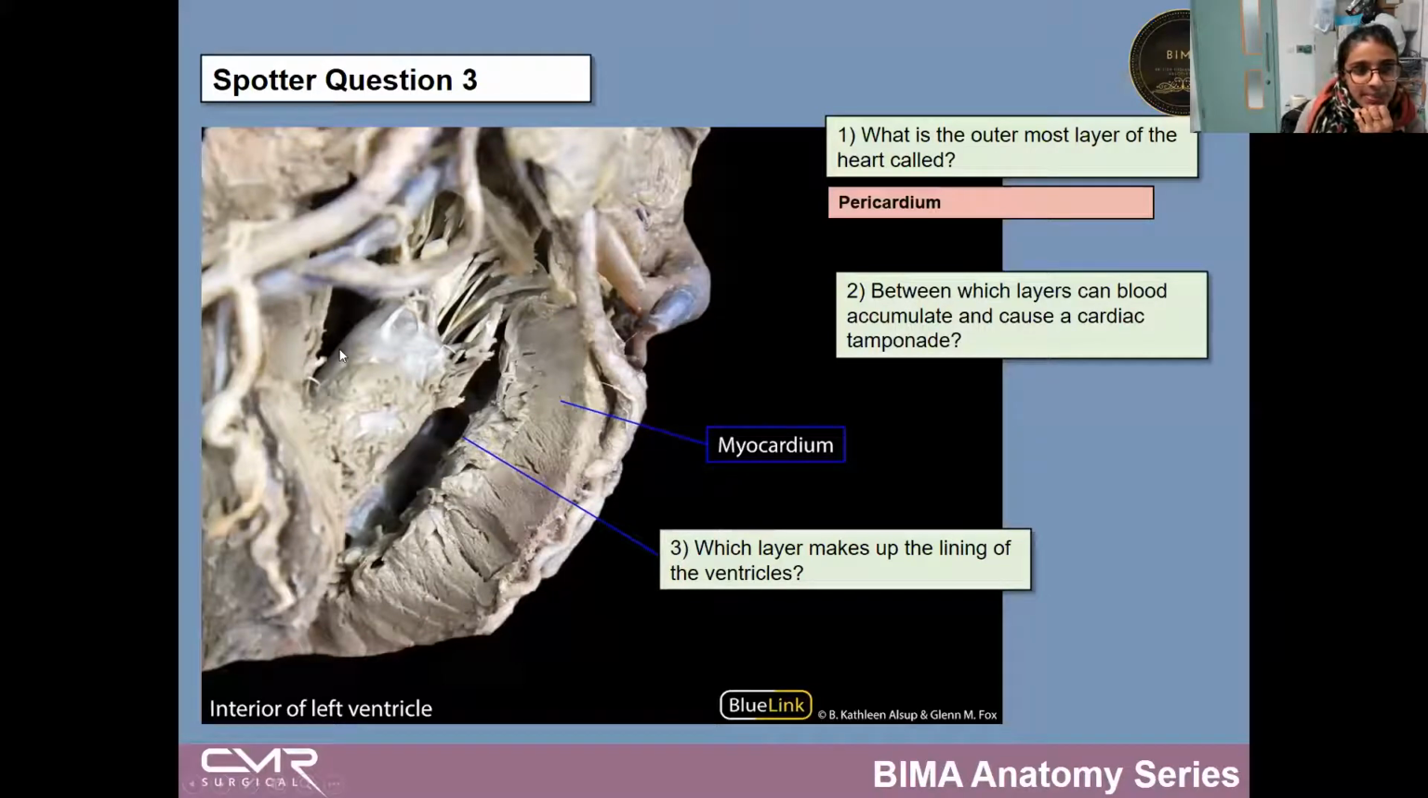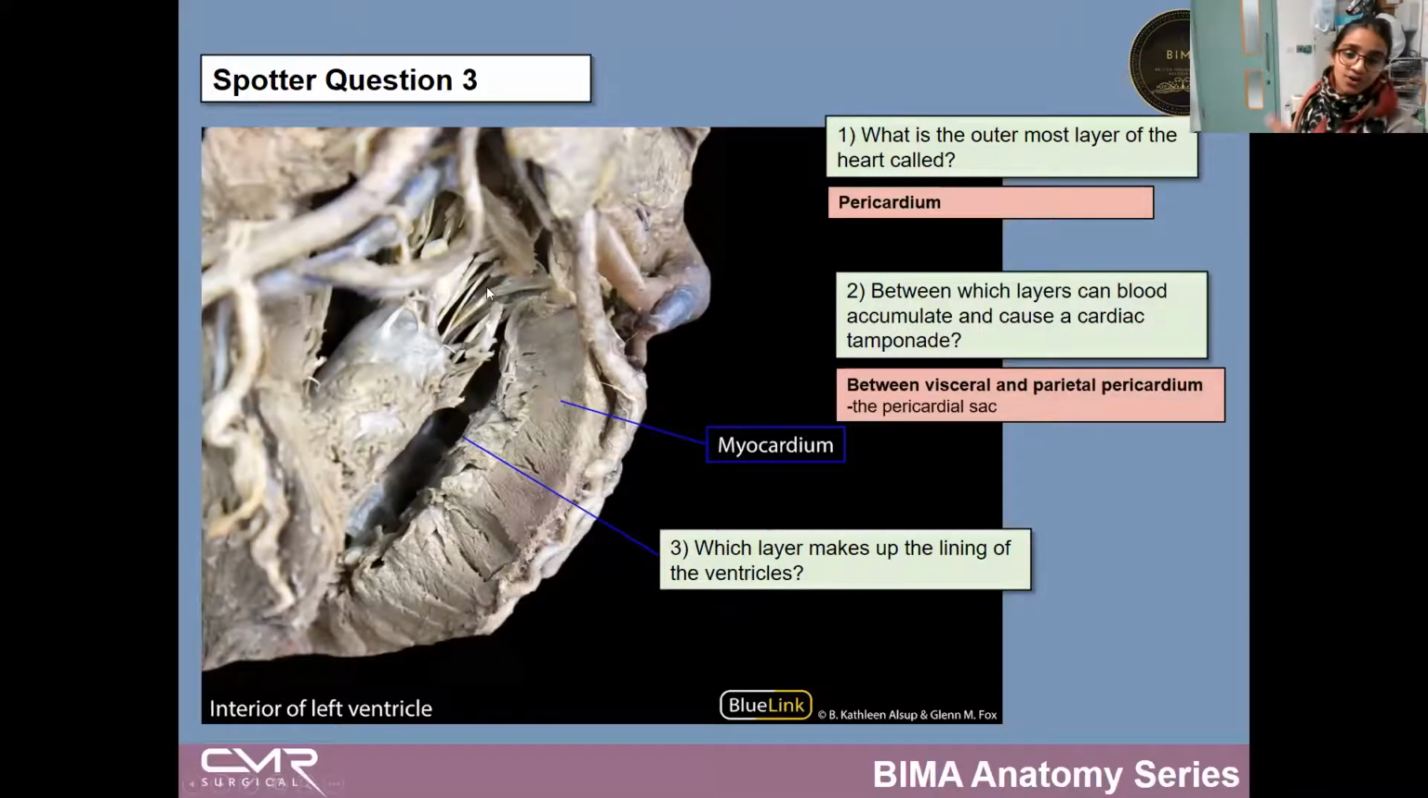So within, that's a good thought, Marge, the pericardium and the myocardium. Good thought, but actually it's between your 2 layers of the pericardial sac. So you've got a visceral layer and a parietal layer, and blood can accumulate between them 2. So it's actually separate from the myocardium. Yes, exactly, Varun, in the pericardial sac.